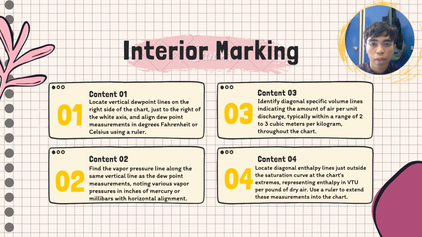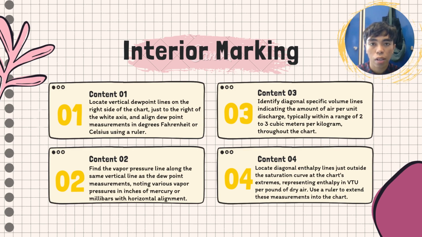Identify diagonal specific volume lines throughout the chart. This line indicates the amount of air that a unit discharge was meant to measure, typically within a range of 2 to 3 cubic meters per kilogram.